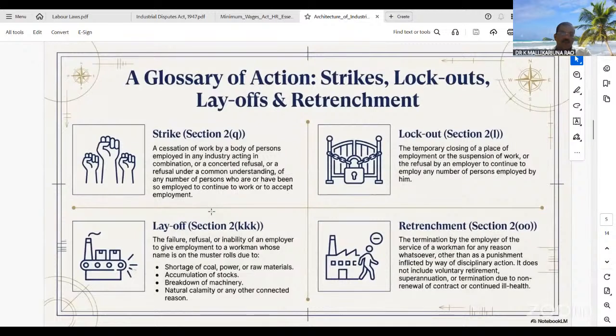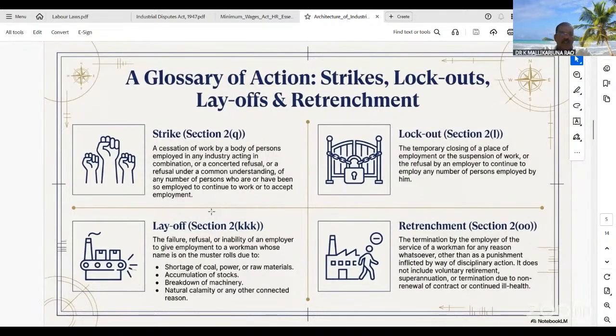So what is layoff? It is the failure, refusal, or inability of the employer to give employment to workmen, due to shortage of coal, power, and raw material, accumulation of stock, or the breakdown of machinery. As per Section 2, subsection (kkk) of the Industrial Disputes Act, the management can take the layoff decision, right? The workman is ready to do the work, but because of raw material shortage, power cuts, no demand for stock, and breakdown of machinery, in some cases the management can lay off these employees.